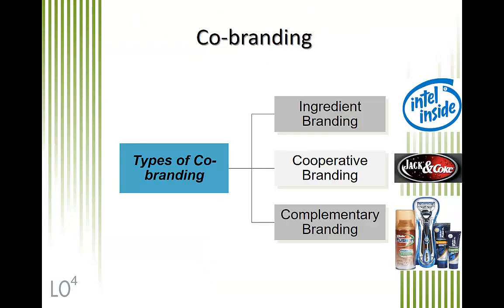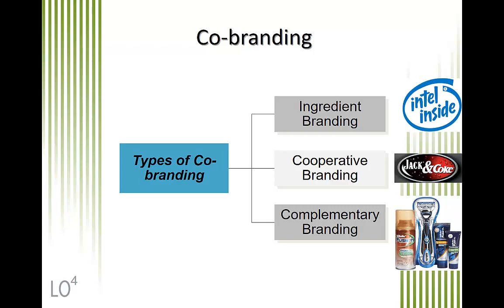Co-branding is placing two or more brands' names on a product or its package. Ingredient branding identifies a brand of a part that makes up the product. For example, if we buy any computer, it says Intel inside or AMD inside as the core CPU. Cooperative branding occurs when two brands receive equal treatment. For example, Jack and Coke, a cocktail. We can't tell whether it's Jack Daniel's liquor or Coca-Cola, but it's a true combination of two.